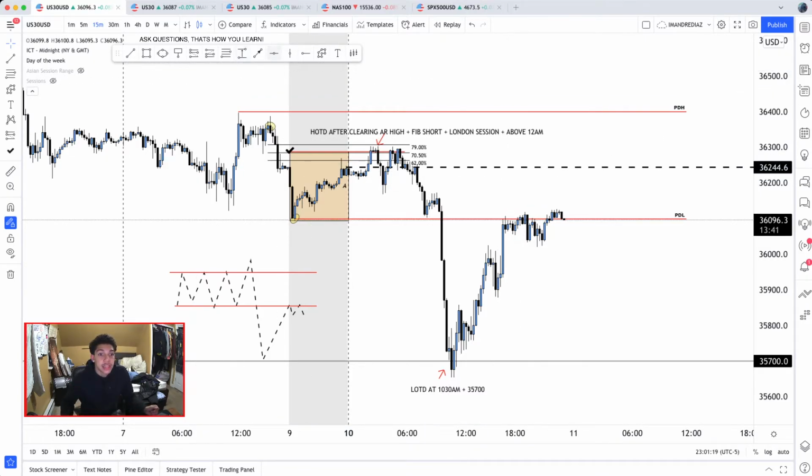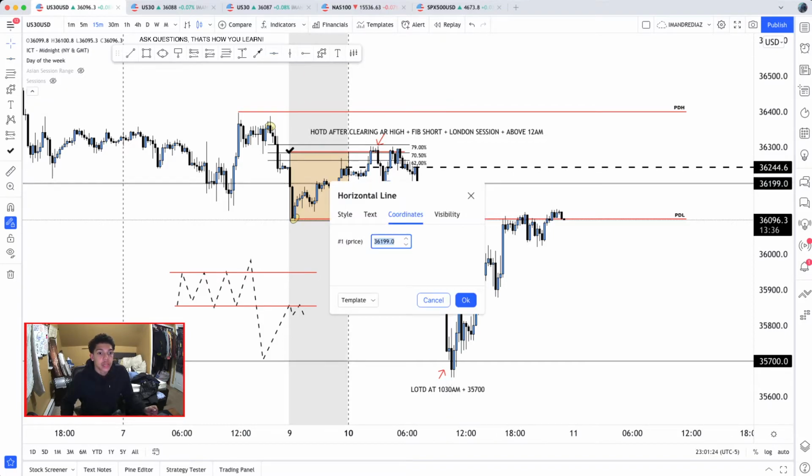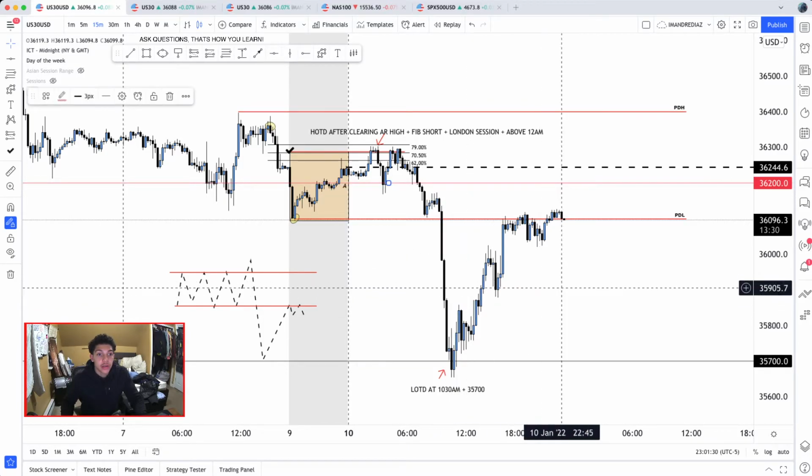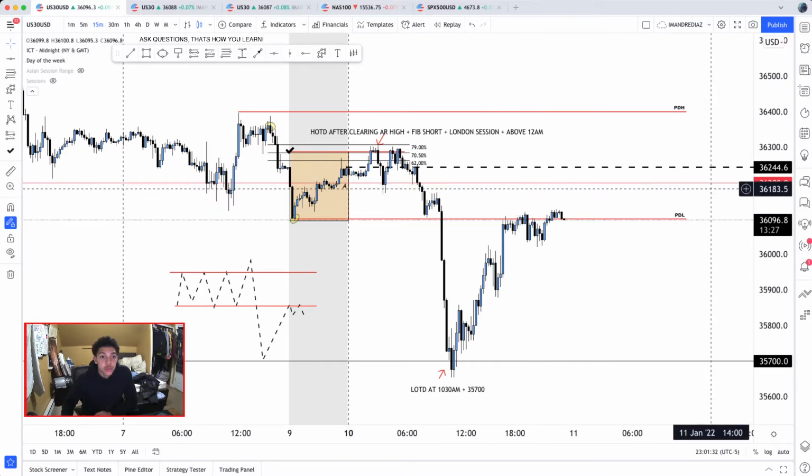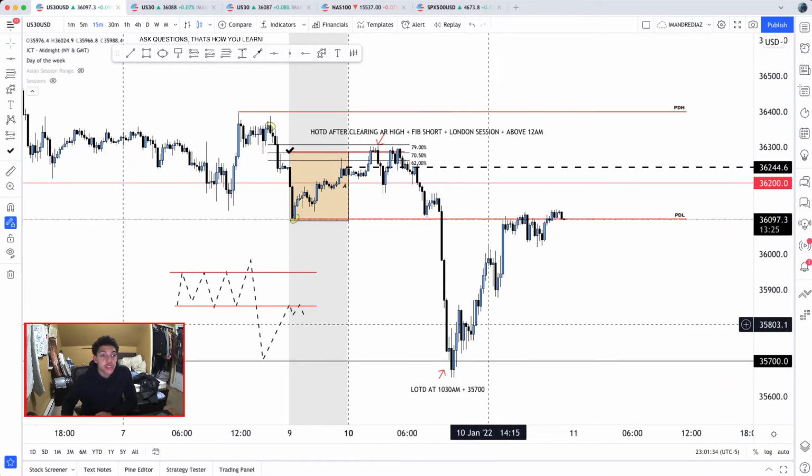And the last thing we're going to put is this 36,200 level, which is another big figure level, which is one of the ones I like to trade off of. So I'm going to make this one red because this is a level I like to trade off of. And as you can see, from 36,200, this is where price had that major expansion to the downside.